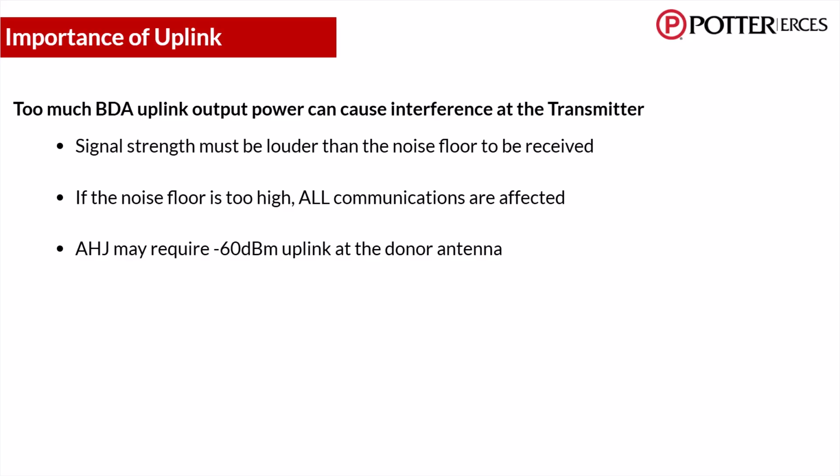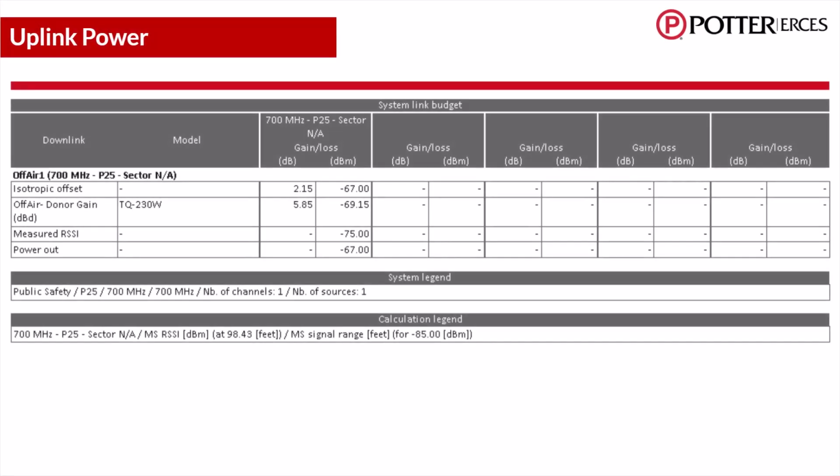The most devastating effect an ERCES can have is the amount of signal getting back to the donor site and causing it to shut down. This is caused on the uplink side of the BDA and must be prevented. Some AHJs may require -60 dBm at the donor antenna to help prevent this, so it is important to know if the AHJ has any requirements in place regarding uplink power. One way you can determine your uplink power is by checking your uplink power report provided by TowerIQ's design team.